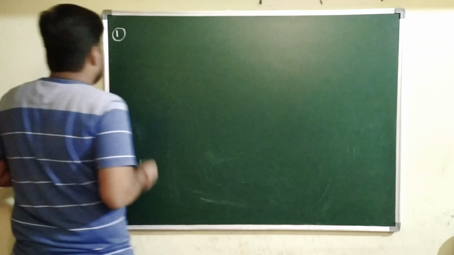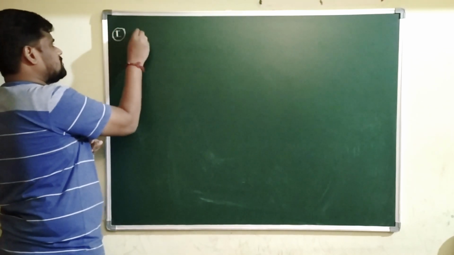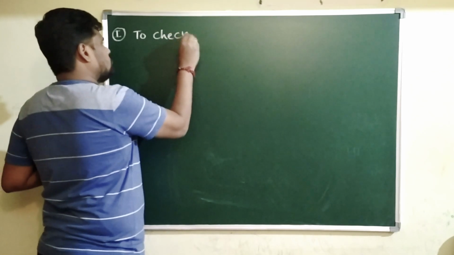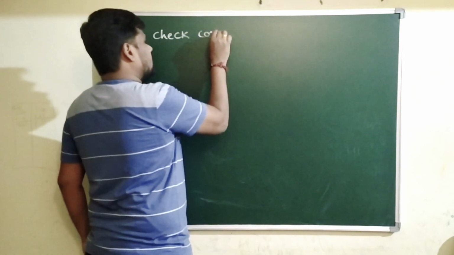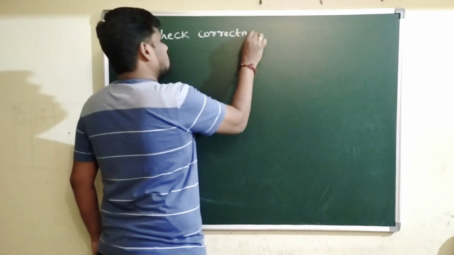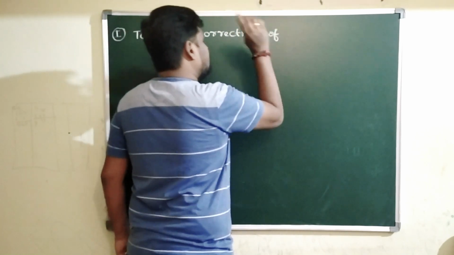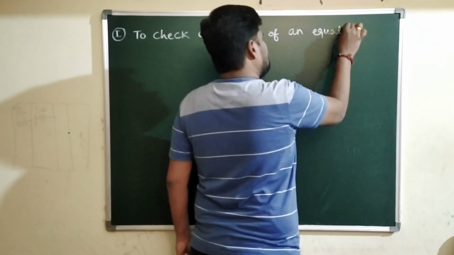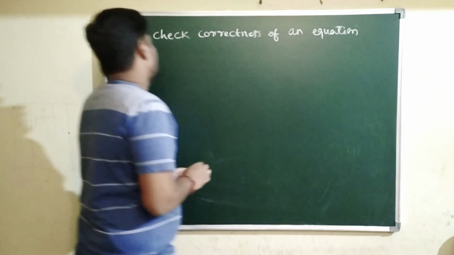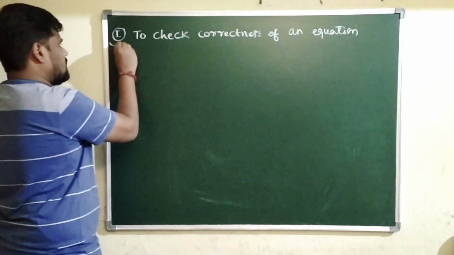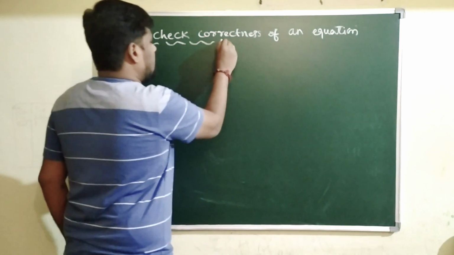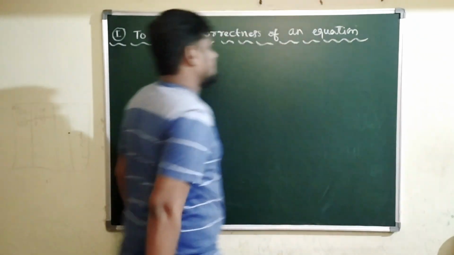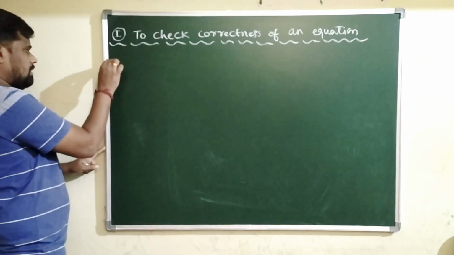I will consider the first application of dimensions, that is to check the correctness of an equation. Some equations will be given here. We have to check whether those equations are dimensionally correct or incorrect. I will take the first example here. Take down example number 1.